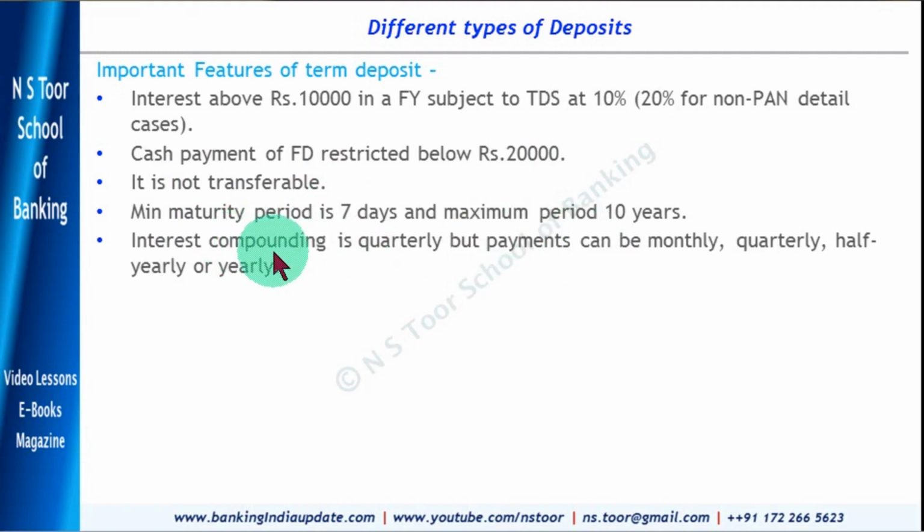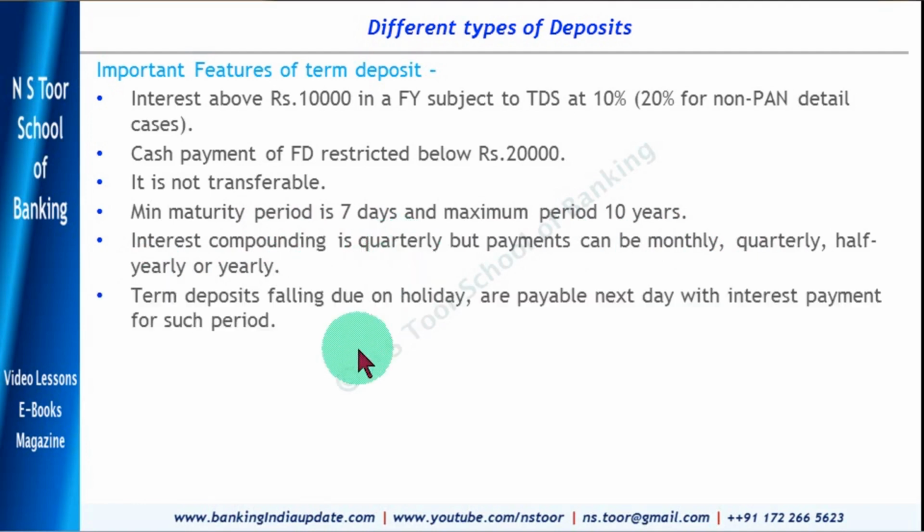Interest is compounded on a quarterly basis, but at the option of the customer, the payment can be made to the customer on a monthly basis, a quarterly basis, a half-yearly basis or a yearly basis. Not only this, it can be included in maturity proceeds also.